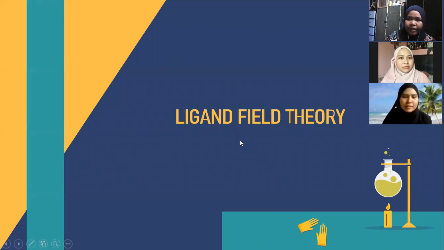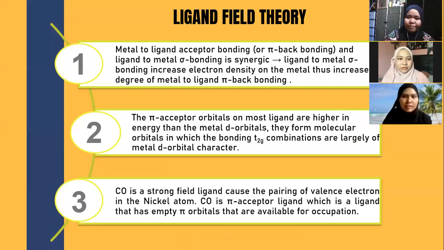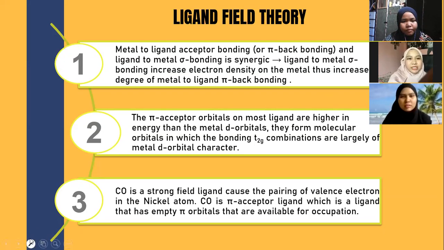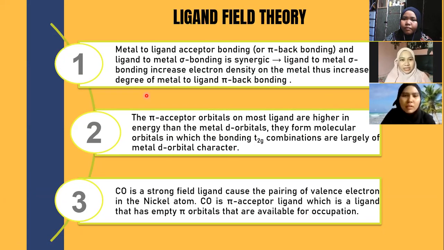So next, we continue with the ligand field theory. Basically, there are three types of ligand bonding, which are sigma donor, sigma acceptor, and also pi acceptor. Based on ligand field theory, the metal to ligand pi back bonding and the ligand to metal sigma bonding are synergic. It means that when the ligand to metal sigma bonding increases electron density on the metal, it will also increase the degree of the metal to ligand pi back bonding.